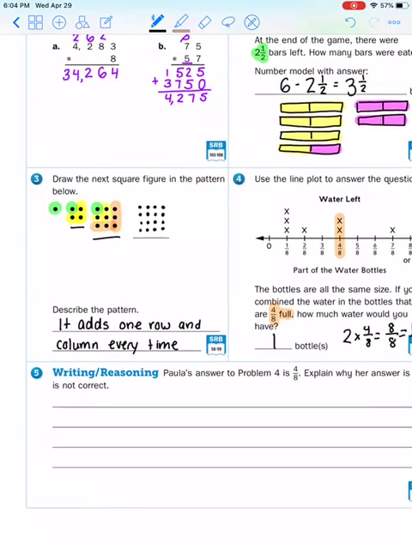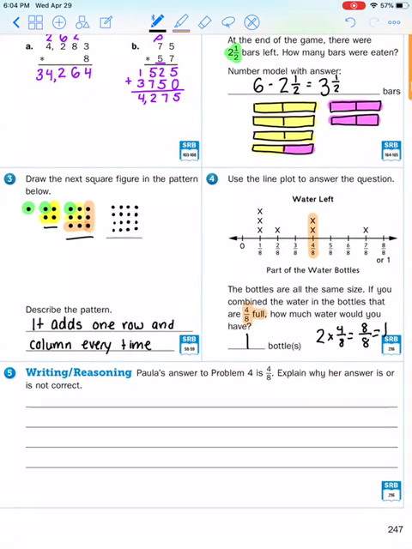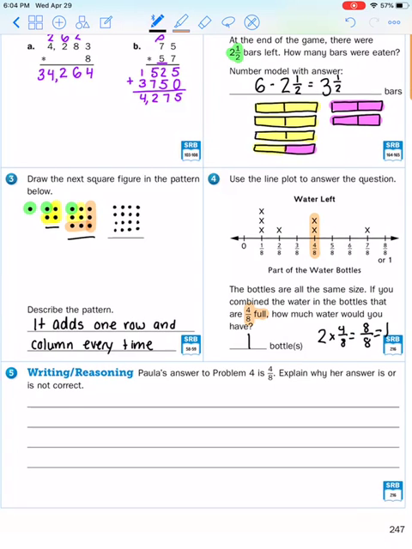Paula's answer to problem 4 is 4/8. Explain why her answer is not correct. So Paula did not add.